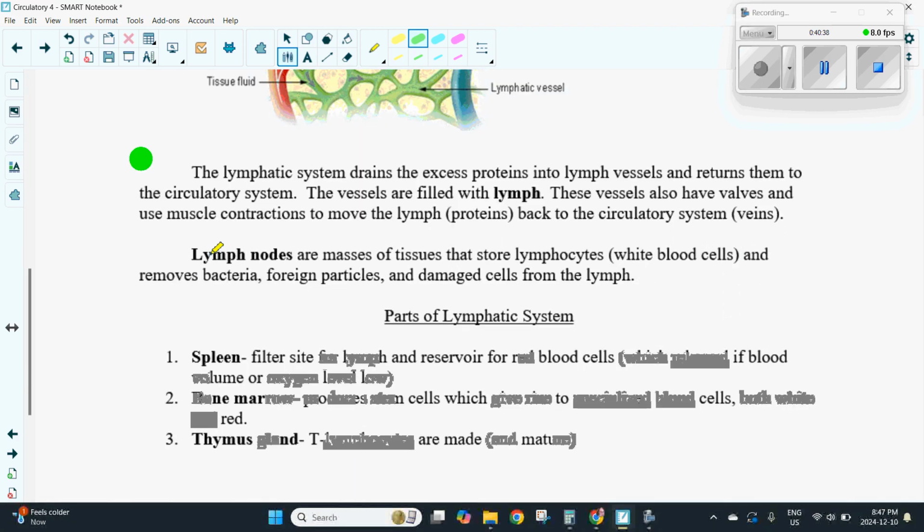Lymph nodes, on the other hand, are masses of tissues that store lymphocytes, which are white blood cells. I'm going to talk about this in the next chapter. This is going to remove bacteria, foreign particles, and damaged cells from the lymph. You'll notice that sometimes when you're sick, the doctor feels, and you can feel this right now, right under the jaw, the back of your jaw. You have lymph nodes located there. When you're sick, sometimes they swell up because they have lots of white blood cells. When you're fighting infection, you have more white blood cells, which means the lymph nodes are going to get bigger.